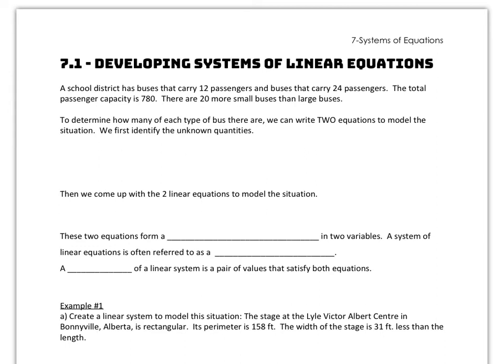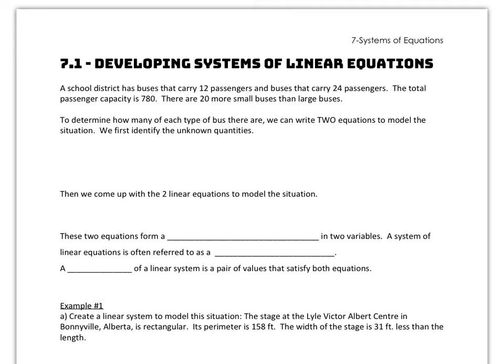All right, we're going to take a look at 7.1, which is developing systems of linear equations. We say systems because we're not just going to write one linear equation now, we are going to write two. A system is multiple. For example, a school district has buses that carry 12 passengers and buses that carry 24 passengers. The total passenger capacity is 780, and we know that there are 20 more small buses than large buses.